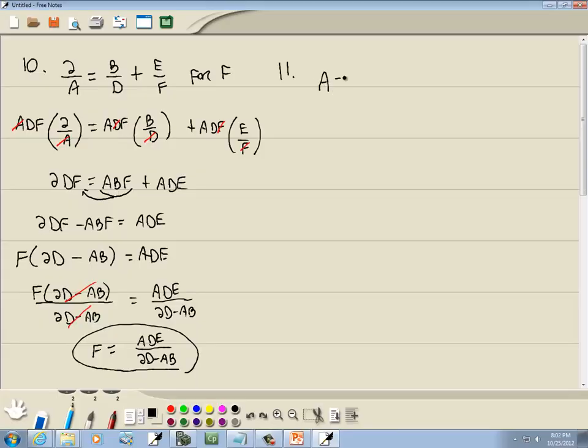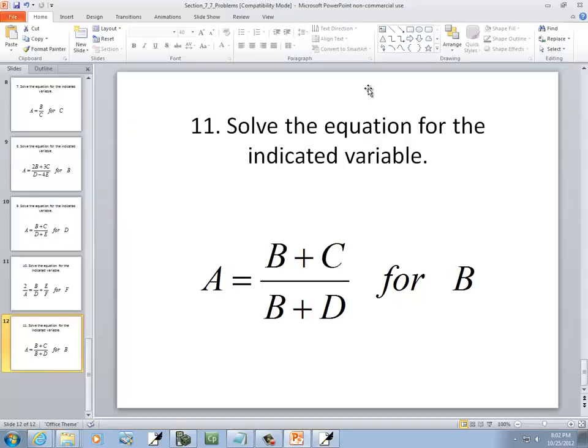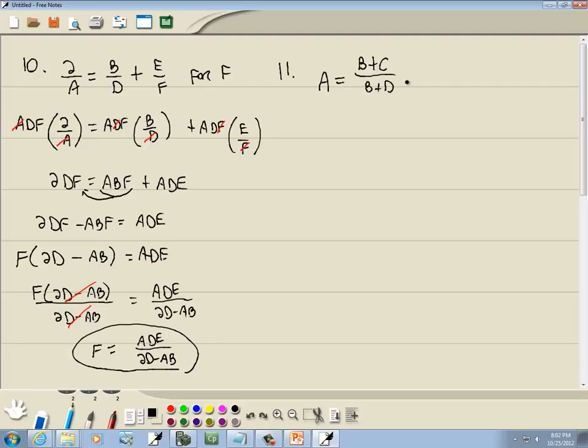We got A is equal to B plus C over B plus D. And we're solving this for B. Well, first step, get rid of parentheses. Don't have any. Second step, get rid of fractions. I do have a fraction. Only one fraction, only one denominator, so that is our LCM, the B plus D. So we'll multiply both sides by B plus D.